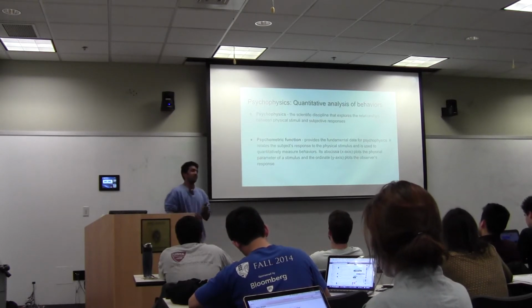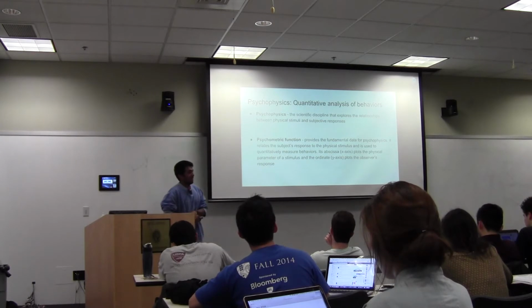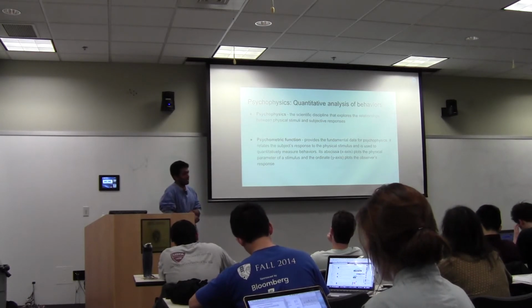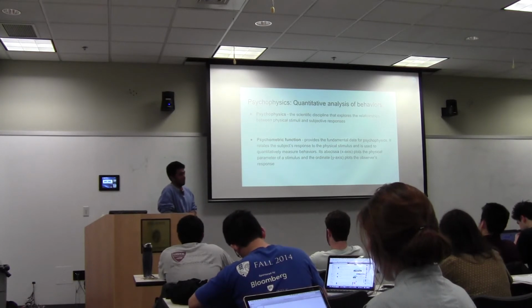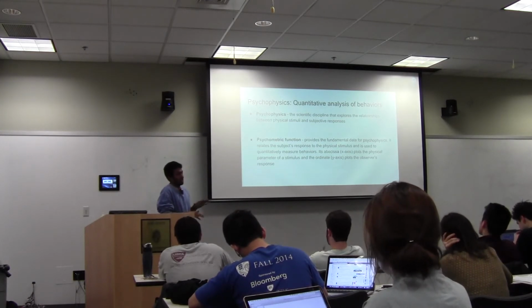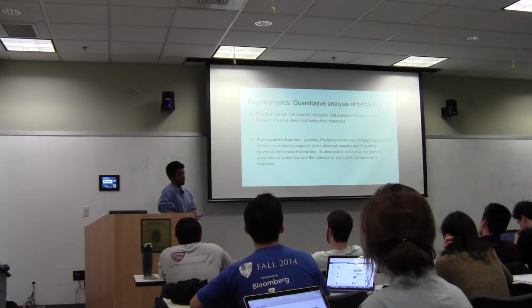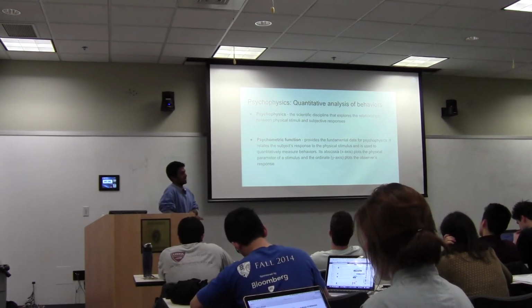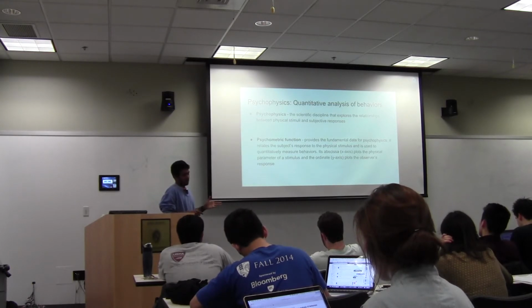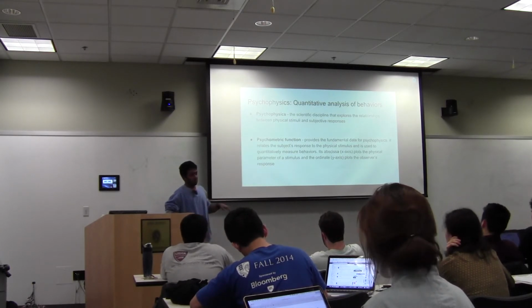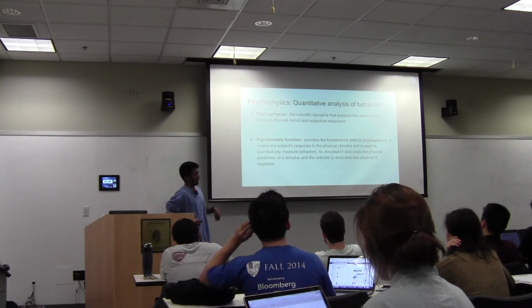Okay, psychophysics. Psychophysics is a scientific discipline that explores the relationship between physical stimuli and subjective responses. So this is really important, and a lot of Dr. Wong's material involves psychophysics and the psychometric functions. So psychometric functions are the fundamental data for psychophysics, and they relate the physical parameters to the subjective responses. And I'll show a couple of examples of psychometric functions on the following slides.